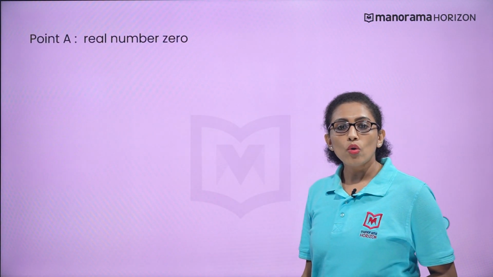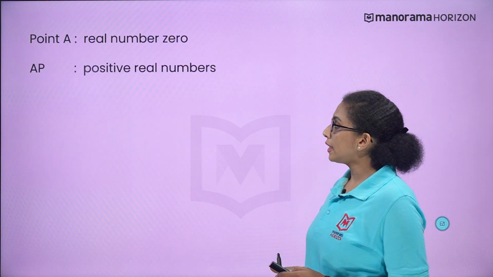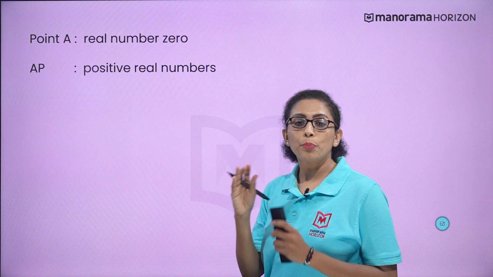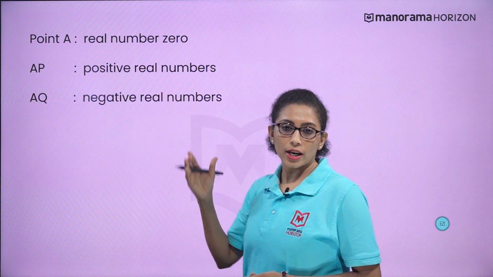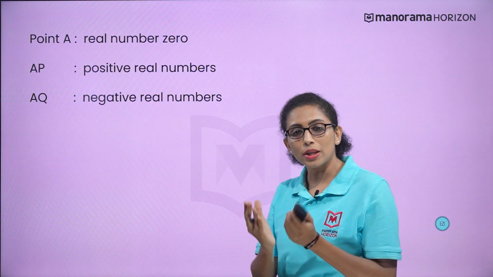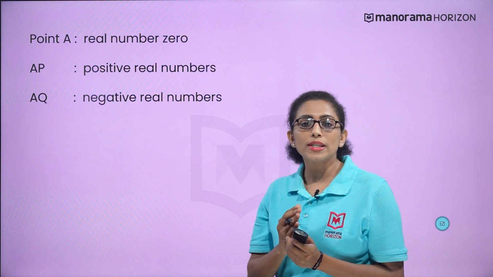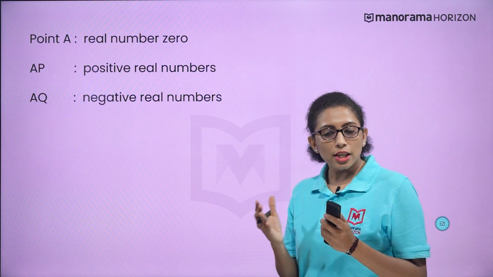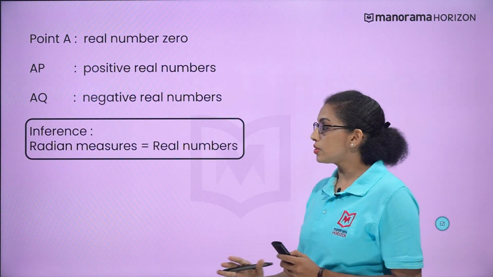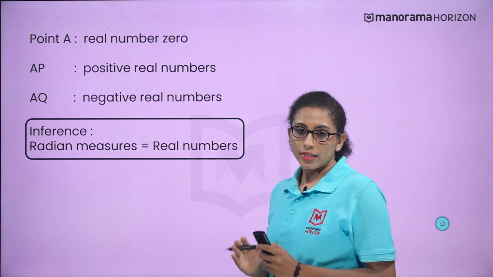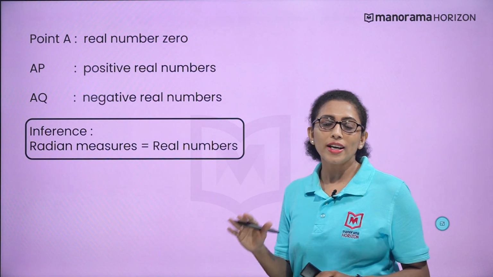Now assume point A represents the real number 0, the length AP represents the positive real numbers and AQ represents the negative real numbers. Now if we try to rope the line AP in the anti-clockwise direction and AQ in the clockwise direction along the circle, surprisingly we can understand every real number corresponds to a radian measure. Thus, radian measure and real numbers can be considered as one and the same.